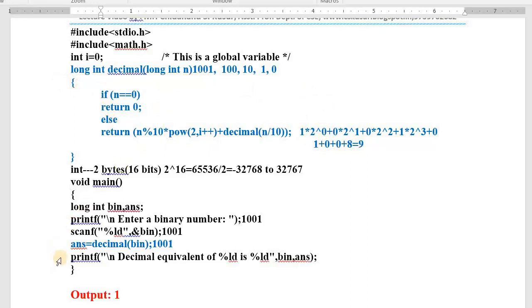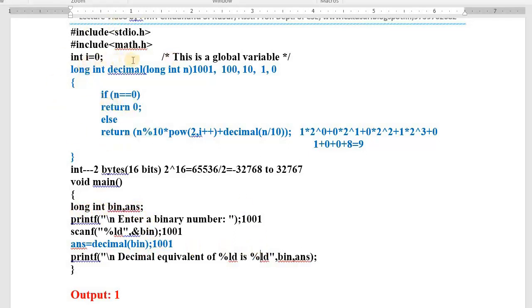That will be stored in answer. That is what the machine will print. I hope everyone has understood. In order to write this main program, we use one bin variable and one more answer variable, of type long integer. We read the binary value and pass it to that function. That function will give us the decimal number, which we print. This is what we call a recursive function.